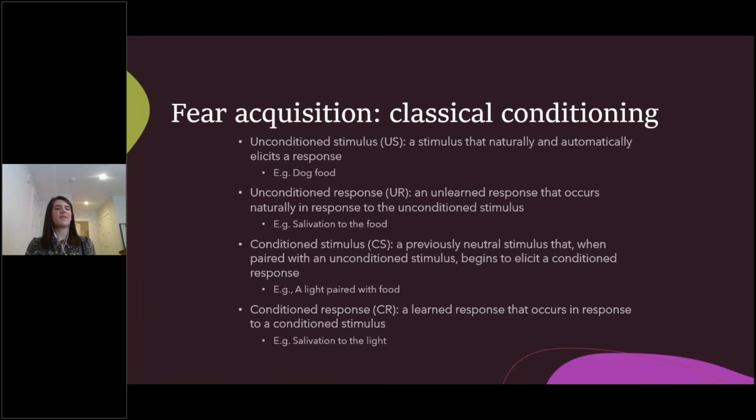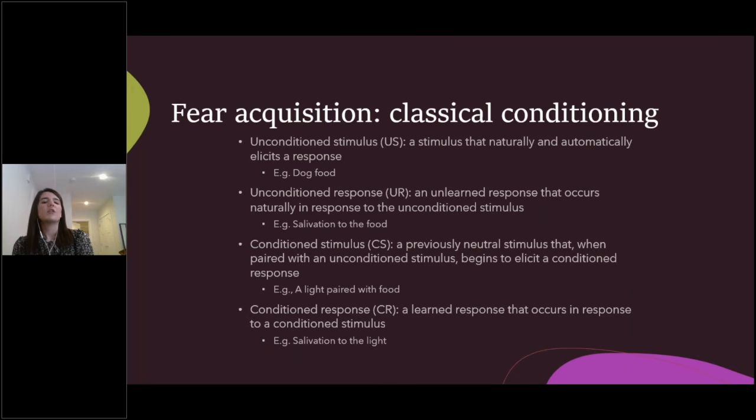Okay, so now here we go into fear acquisition and some classical conditioning. I think there are only 3 slides on this, I promise. So I'm going to start out really basic with the Pavlov's dogs example, which I'm sure several of you already know about.